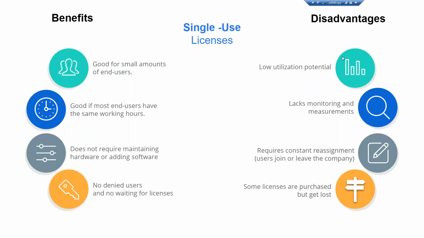If you got, let's say, an office and everybody's working at the same time, starting up at 7 a.m. until 3 or 4, then a floating license won't really help you here because everybody is using it at the same time. So just buy this type, single-use licenses, it might be cheaper.